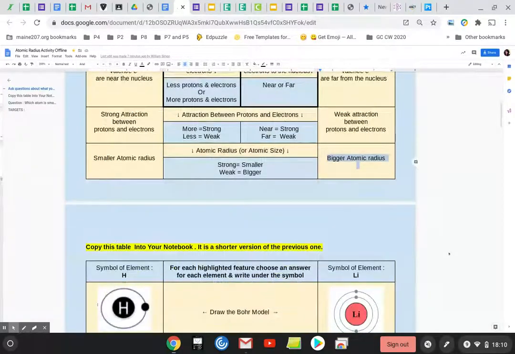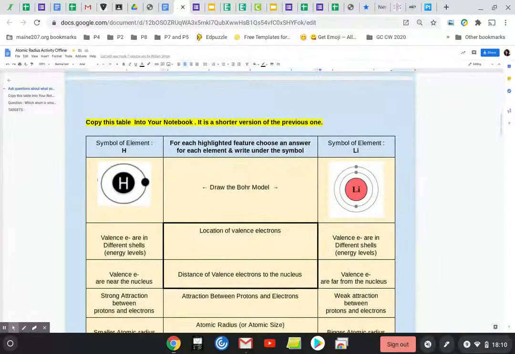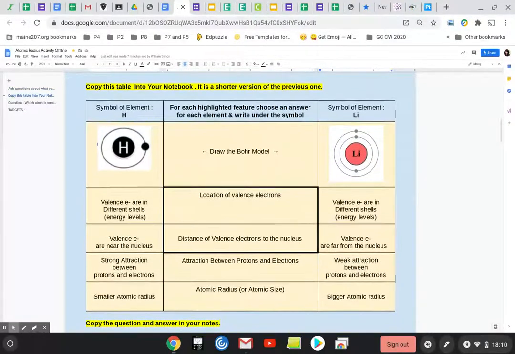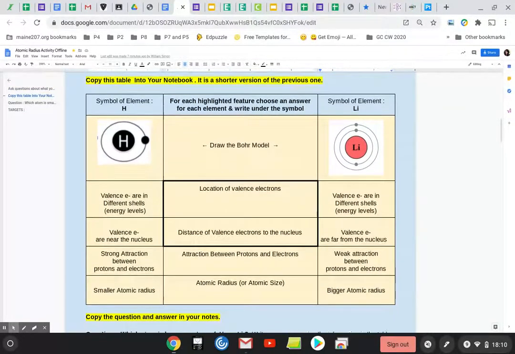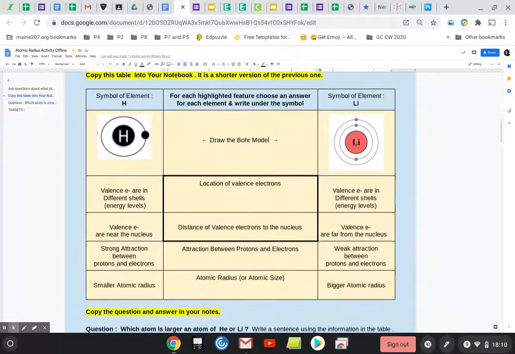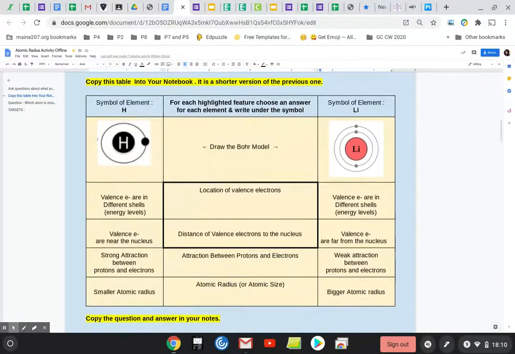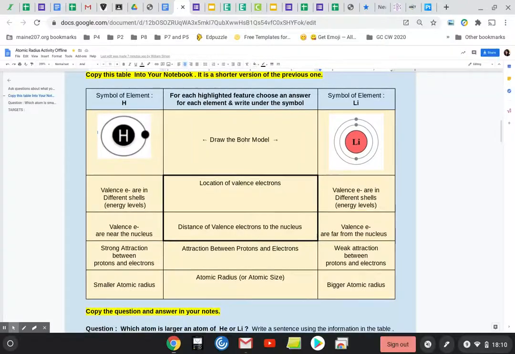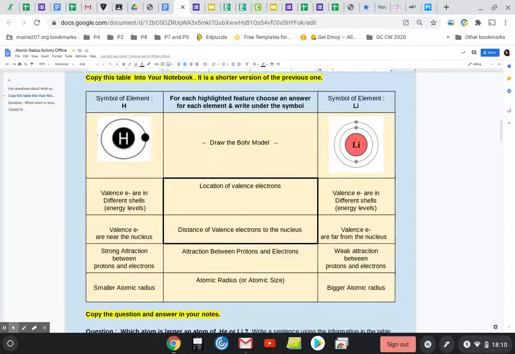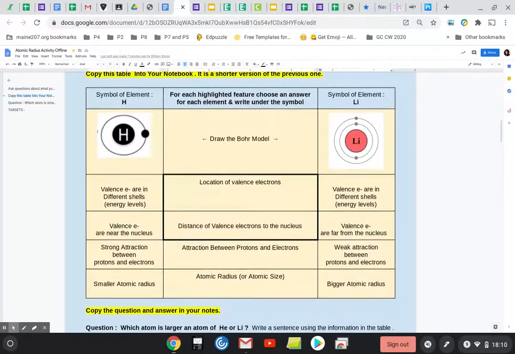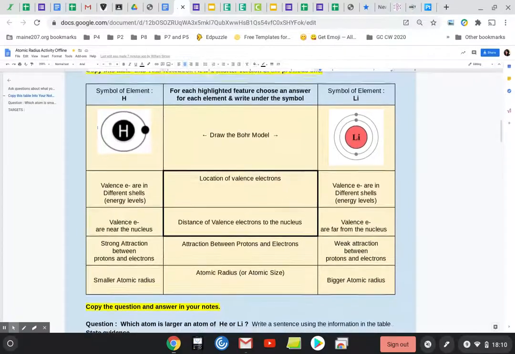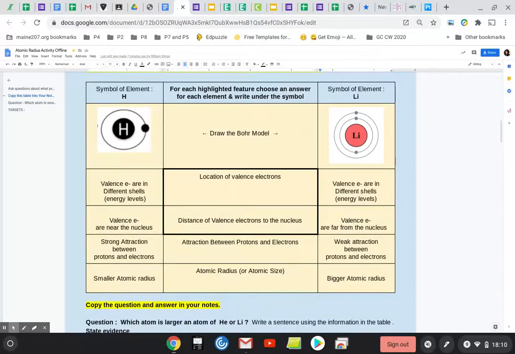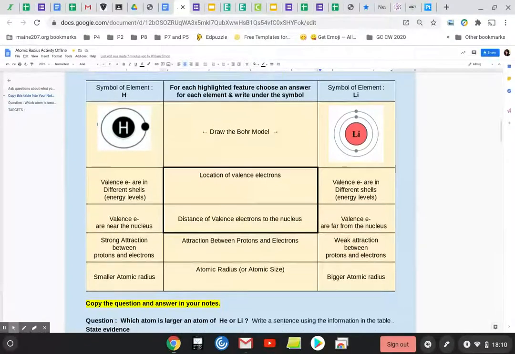All right, so what are you going to write in your notes? This is a shortened table in your notebook. This is what you're going to copy, that way you can use it on a test, quiz, or when you're doing homework. Please copy this example, which is a shorter version of the previous one. Why are we making this graphic organizer or table? So we can write our answer to a question.